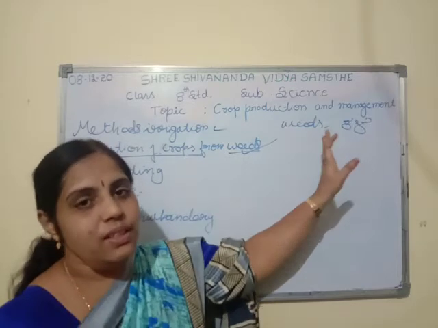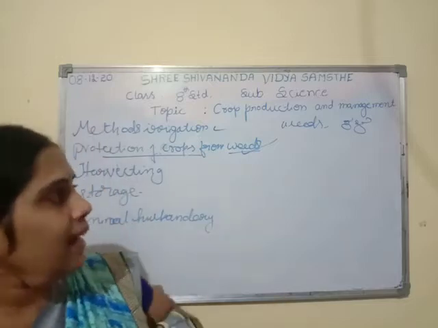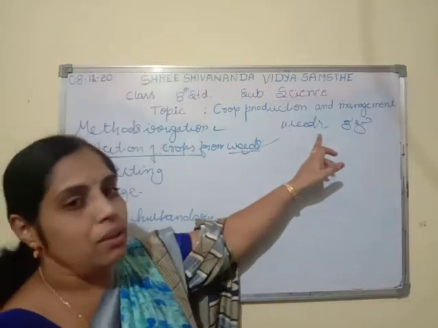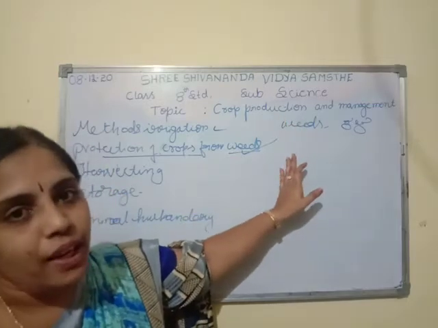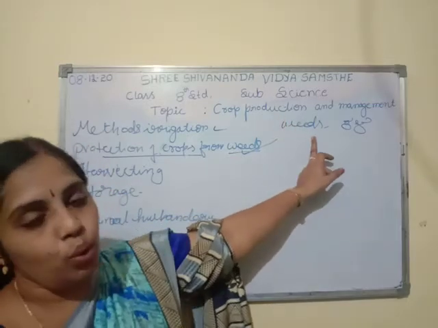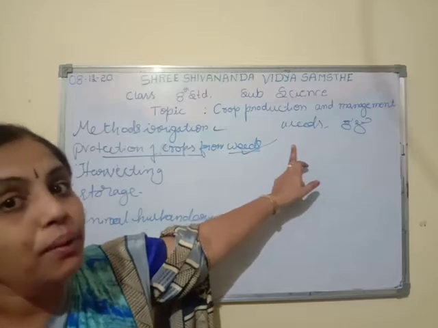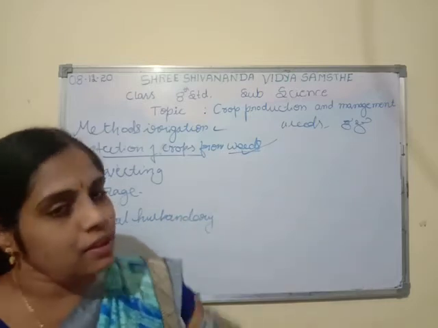Okay, so the supply of nutrients becomes very less when there is competition between the weeds and the crops. Okay, so we should avoid the growing of weeds in between the crops. So how to avoid this?